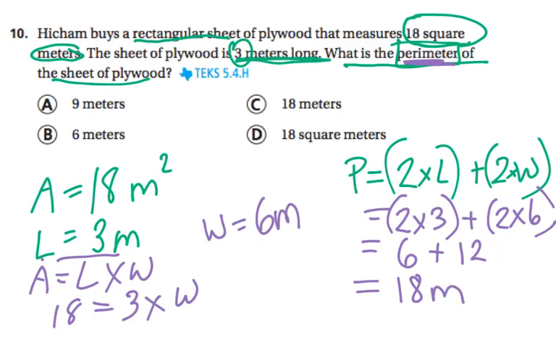Okay? Now look, one choice is meters, the other is square meters. 18 square meters is the area, not the perimeter. So we just need 18 meters. Excellent. Press pause if you need to. Otherwise, we're going to move on to the next problem.